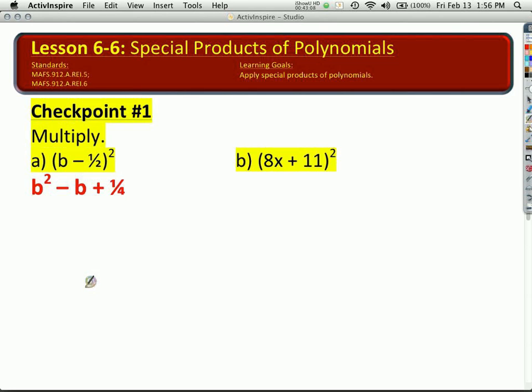So, part B, we'll start with Kayla, and then we'll go to student number 1 and then student number 13. Student number 1, what'd you put? 64x squared plus 176 plus 121. Okay, student number 13, which I'm going to ask Tristan to do. 64x squared plus 176 plus 121.